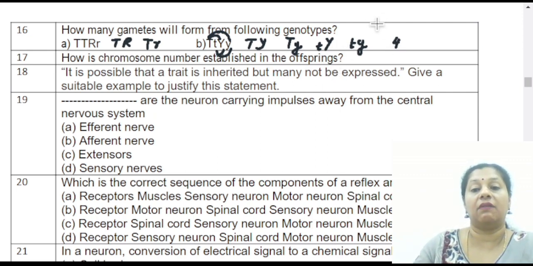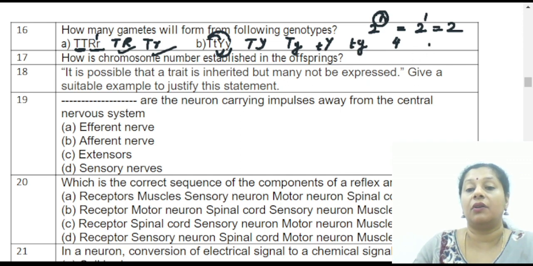There is an equation to find this out. Usually for class 12 only we need this. That is 2 to the power of n, where n is the number of heterozygous pairs. For example, the first one: this is a homozygous pair, this is heterozygous, so one heterozygous pair is there. 2 to the power of 1. So 2 gametes we are getting, 1 and 2.